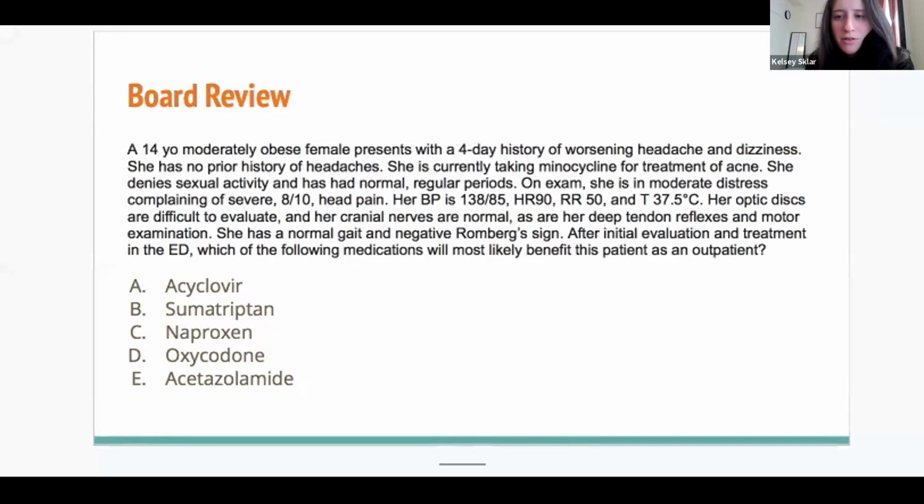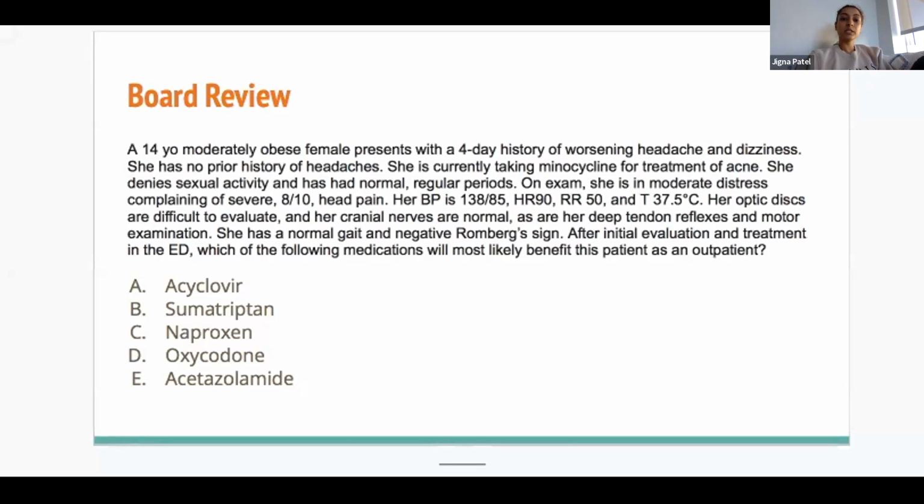She could have hypervitaminosis A. I don't know if minocycline would cause that, but I know a lot of acne medications can, like Accutane. Yeah. So tetracyclines are a risk factor, right? Certain tetracyclines can cause increased intracranial pressure or idiopathic intracranial hypertension. So I think that's why they put it in there, just to help you figure out the diagnosis. So this patient does have pseudotumor cerebri.